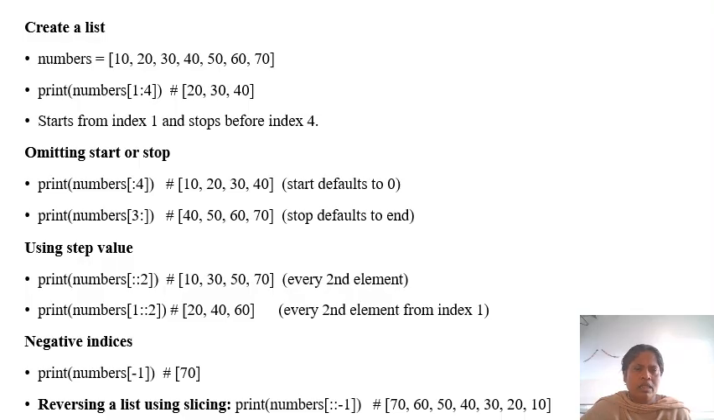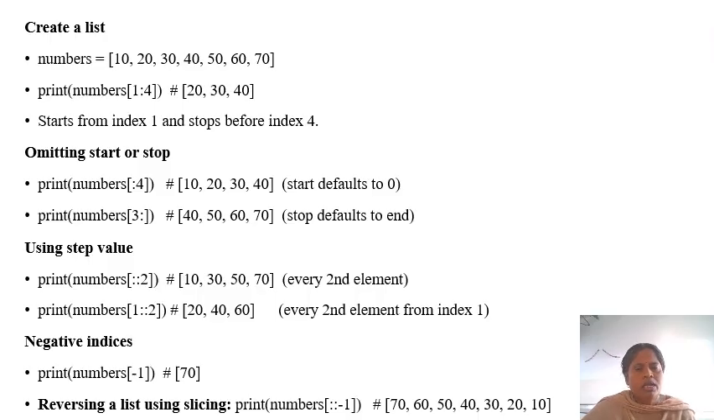Next, this is another example. I am giving one example: numbers is equal to some values. I want to print only the index position values 1 to 4, so I give the starting position as 1 and the ending position as 4. Automatically we collect the values. If you give the starting and stop positions, it is automatically aligned.